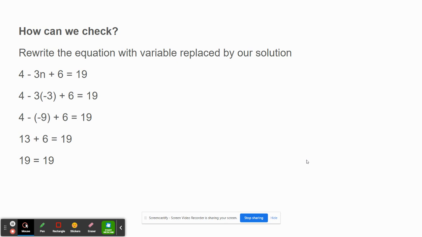And if we want to check our answer, we can plug in the number where the variable was. On the slide before, we got -3 as our answer. We plugged that in here, and you can just go through our PEMDAS, or order of operations. Multiplication first here, no parentheses, no exponents. 3 times -3 is -9. When you subtract a negative, that becomes addition. 4 plus 9 is 13. 13 plus 6. And if we get 19 equals 19, that means that it worked.